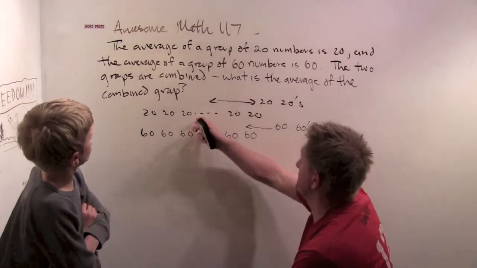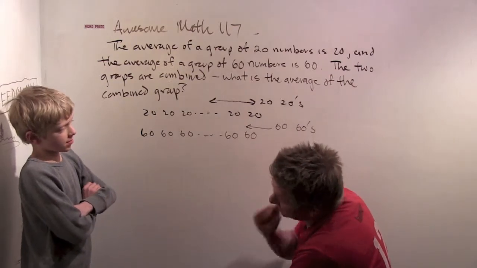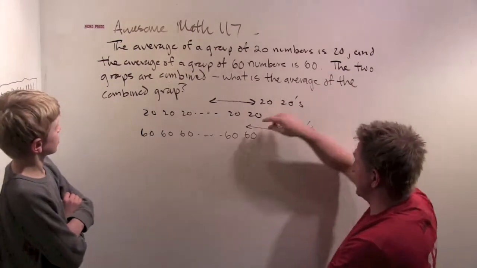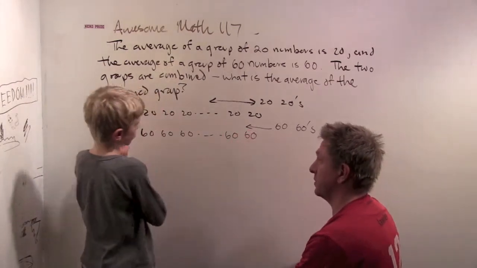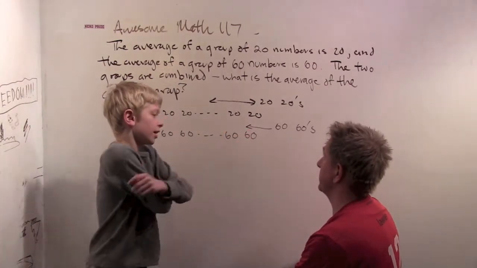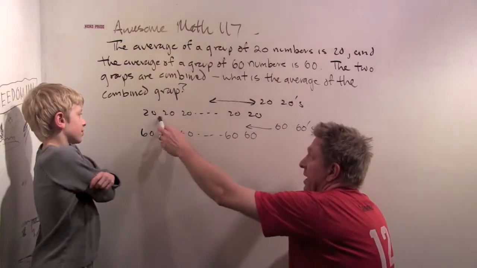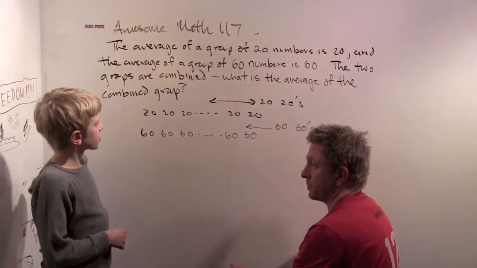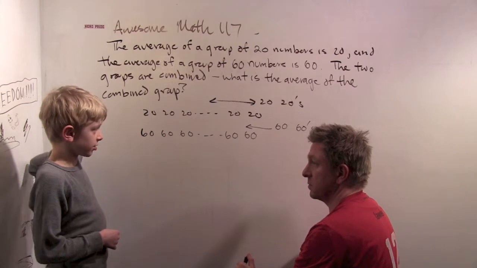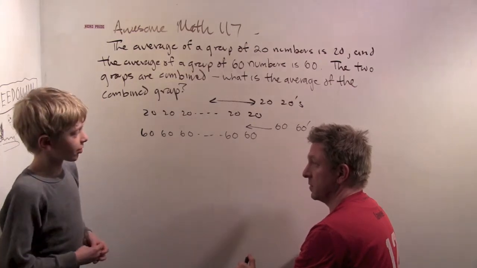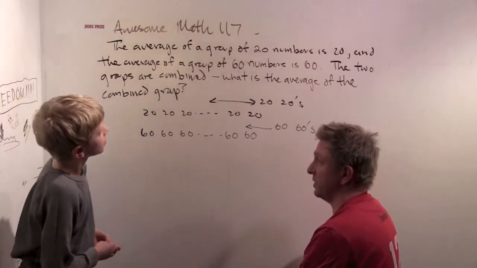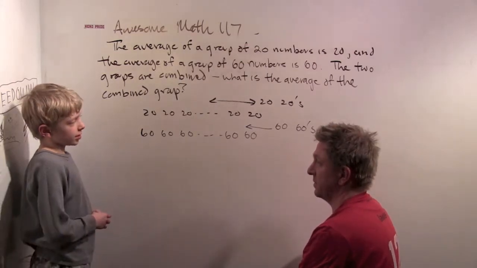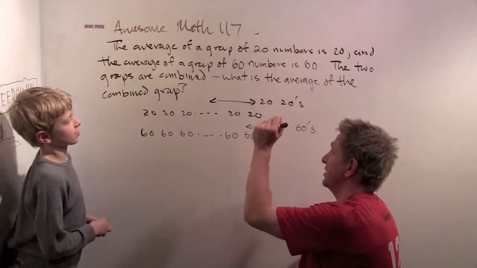Now we have to add them. What does it mean that the average of this is 20? Well, it means if you add all the numbers up and divide by the number of numbers, you get 20. That's the average. What do I get when I add twenty 20s up? It's 20 times 20. It's 20 squared, which is sometimes known as 400. And what's 400 divided by 20? 400 divided by 20 is 20. So the average is indeed 20.